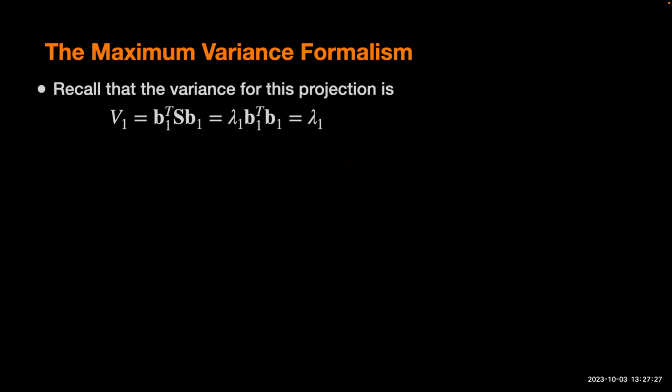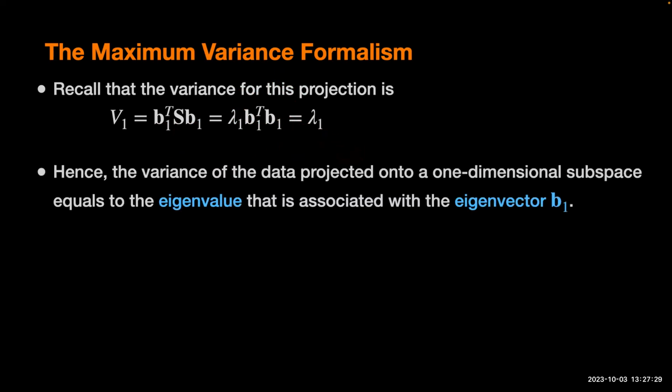So taking all this together, it means that if I want to project some d-dimensional data into one-dimensional space, the direction that I should take is the eigenvector of the data covariance matrix S, and I should choose the one with the largest eigenvalue, so that will maximize the variance after the projection.